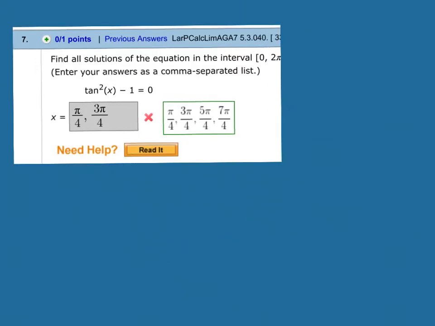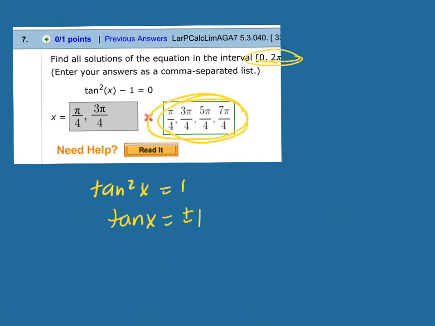All right, 7, find all the solutions of your equation in the interval 0 to 2 pi. So now I've got tan squared equals 1, tan equals plus or minus the square root of 1, which is 1. So this time it gave the interval. Make sure you include all of the angles on that interval. That's the only difference. So that was Noah's. I don't even know if he's here. Let me see.